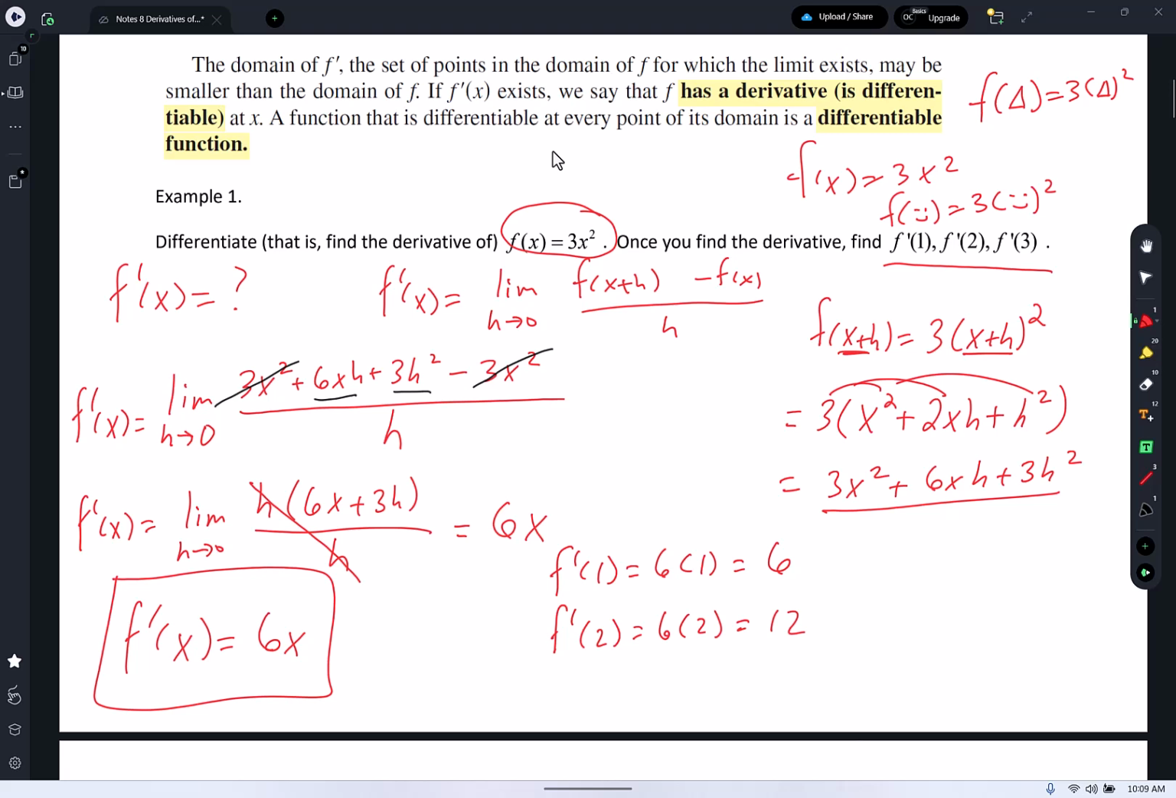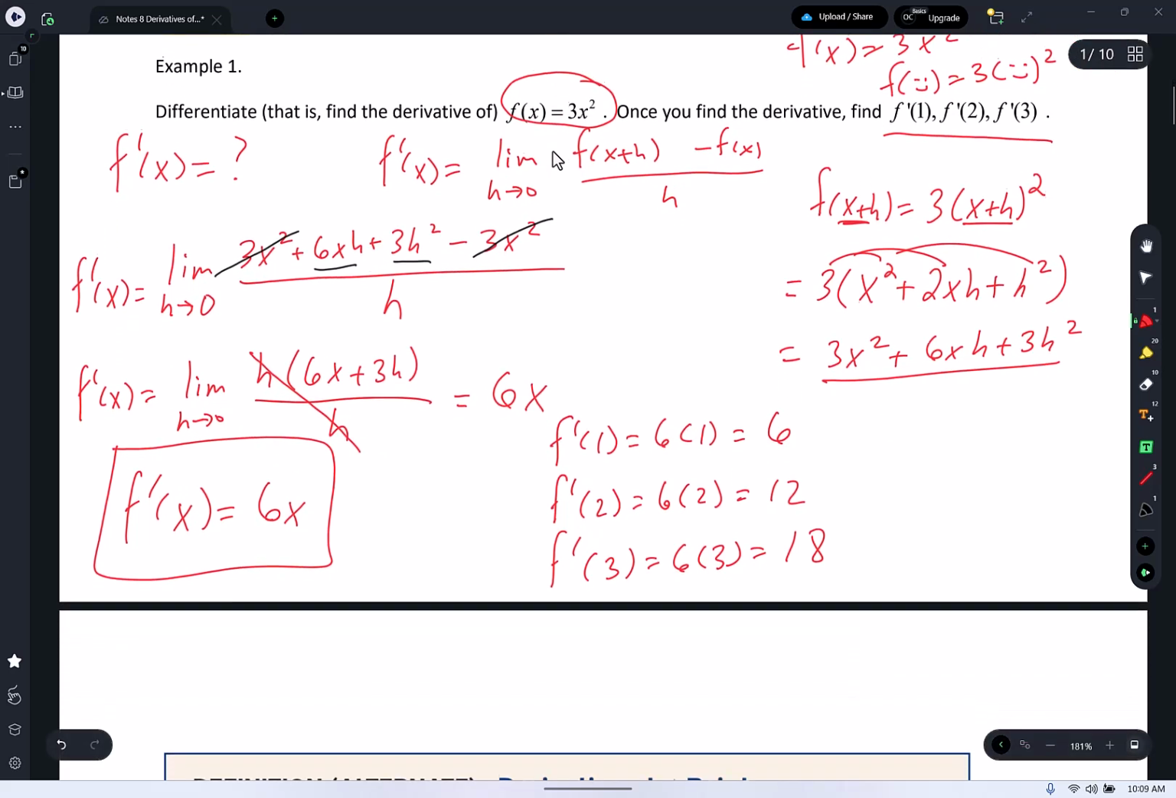Is everyone okay? F prime of 3, 6 times 3. 6, 12, 18. 6 times 3. And there it is. How do we feel, guys? Nothing crazy, right? Okay. Go to the next one.